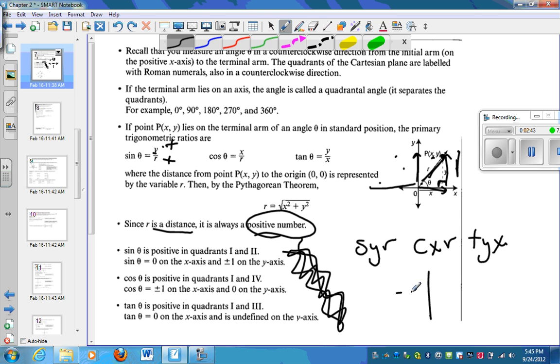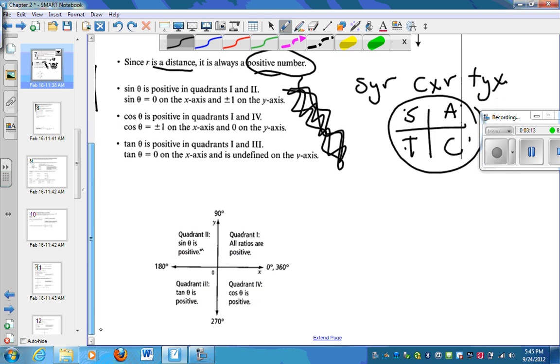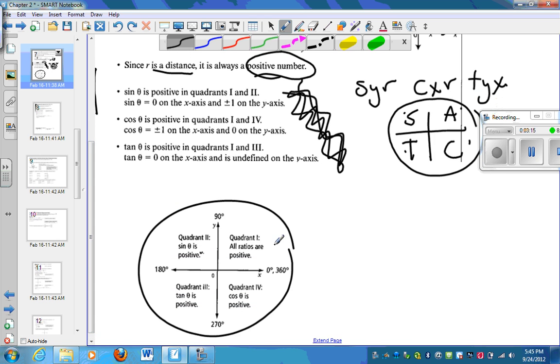The other way that people remember it is CAST, or All Students Take Calculus. What that means: in the first quadrant, everything's positive. In the second one, only sine, only tan in the third, and only cos in the fourth. So that might help you remember, CAST, or All Students Take Calculus. There's lots of other inappropriate things that students remember this by. You remember how you want, but maybe just be careful how you choose to talk about it, okay? And here they show that again.